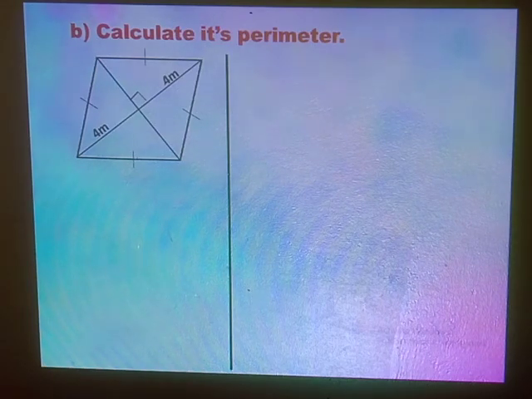Remember, 4 meters plus 4 meters will give us back our diagonal, which is 8 meters. The second diagonal, which is shorter, was 6 meters, which we calculated in part A. So 6 meters divided by 2 will give us 3 meters. They bisect each other. Now, why are we doing this?